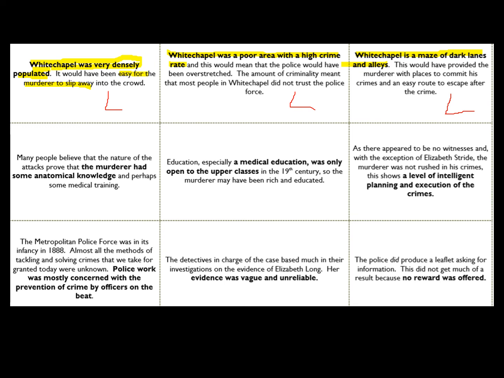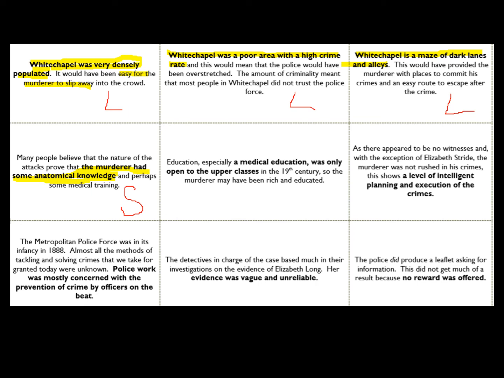Our next card then says many people believed that the nature of the attacks prove the murderer had some anatomical knowledge. So that would be skills of the murderer bit and some medical training. So because of that, it was really, again, difficult to know who this person could be. They weren't looking for just some random person. It was someone that was actually planning these, and this meant they were planning not to get caught. So that's something that was important.